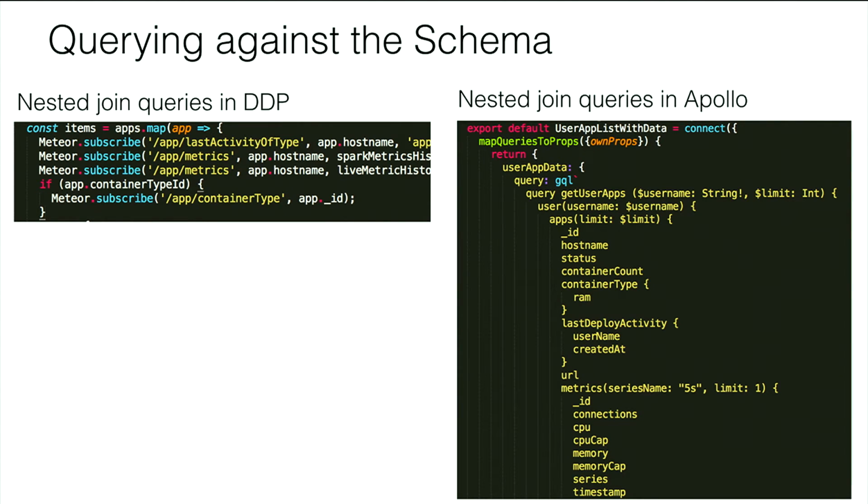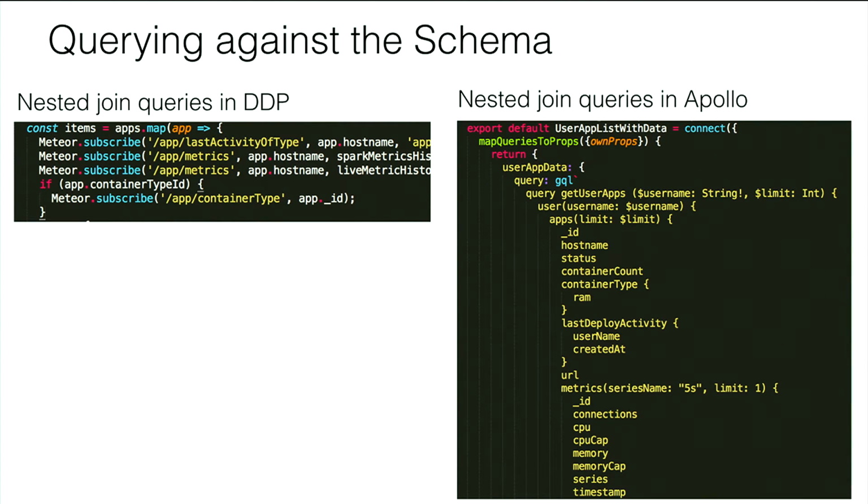Looks like the left side in the previous world where we were using DDP and in our Meteor application. So you iterate across all the applications in the list, and then you have different subscriptions to pull up the different types of data that you would then combine and render the UI. And so that's multiple iterations between the client and server.